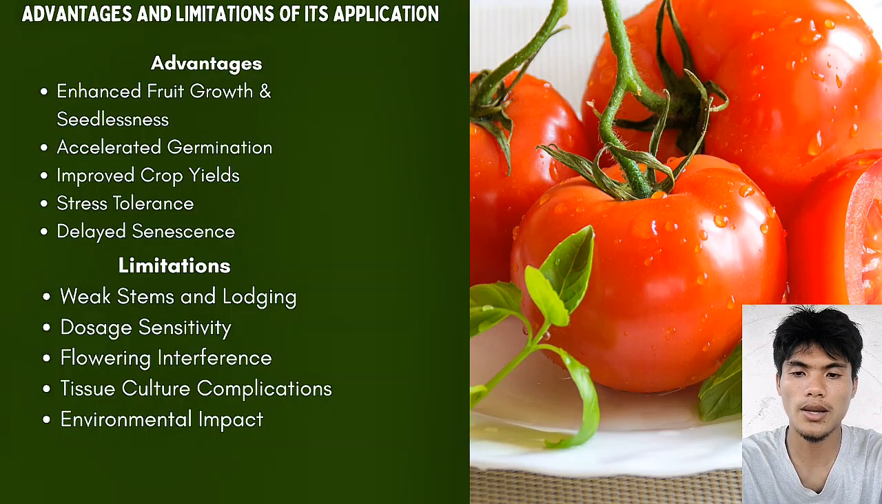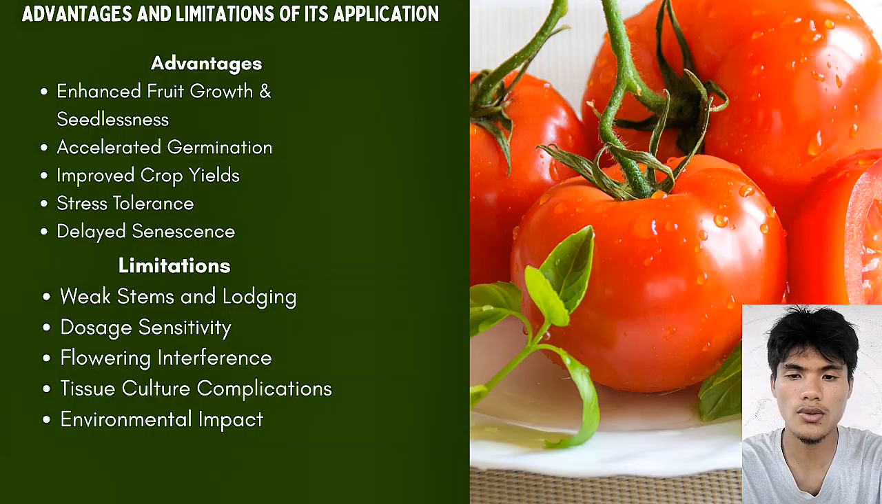Excessive use can weaken plant stems, causing them to lodge or fall over. Their effectiveness depends on the correct dosage, because too much or too little may reduce their benefits. They may also interfere with flowering in some plants, complicate tissue culture, and overuse may have negative environmental effects. Therefore, proper application is essential to maximize the benefits and minimize the risk.